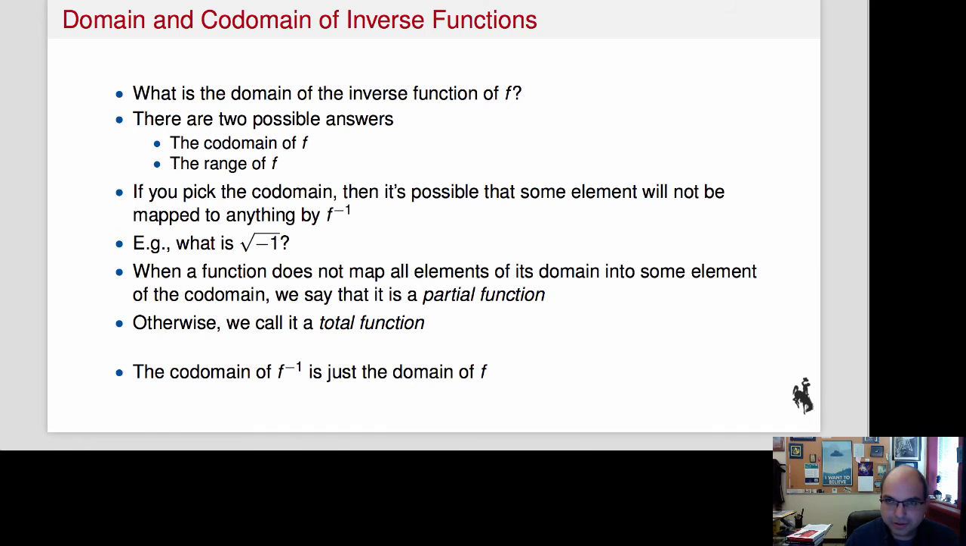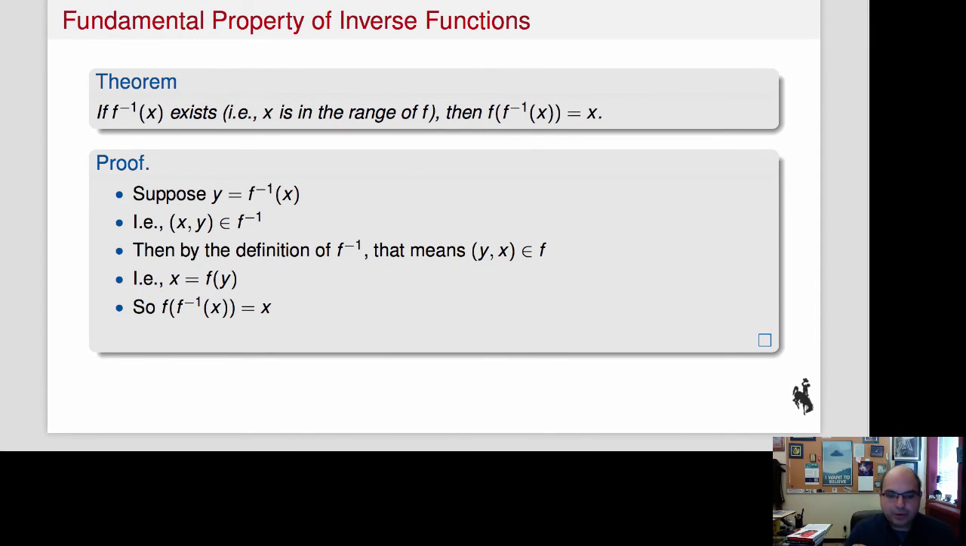Okay. As far as codomains, that's just a domain. That one's actually easier, right? So let's prove what I consider to be the fundamental property of inverse functions. And this is something that you're probably familiar with. What we have is that f of f inverse of x is actually equal to x, right? That's the fundamental property. Now, I can't just say that for all x. I have to have this qualifier that says that f inverse of x exists. And when does f inverse of x exist? Well, that's when x is actually in the range of f, okay?